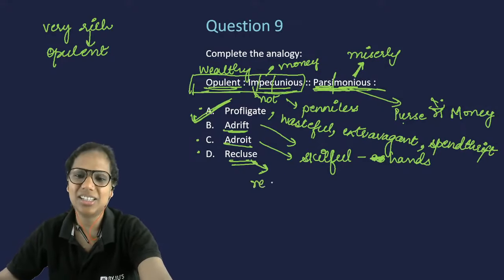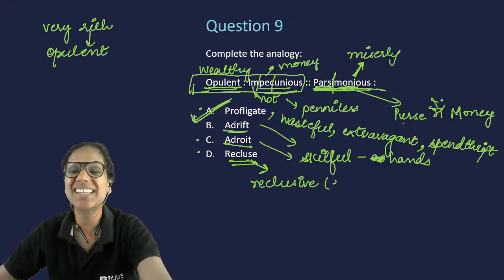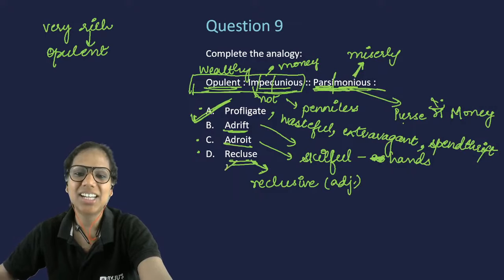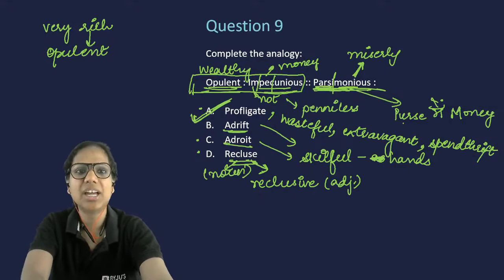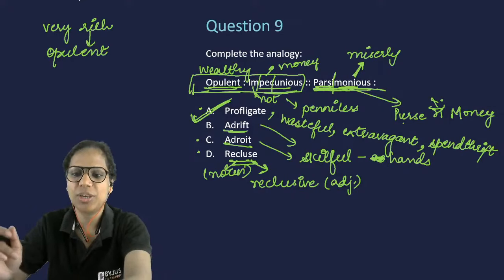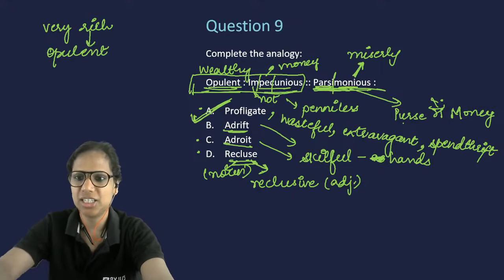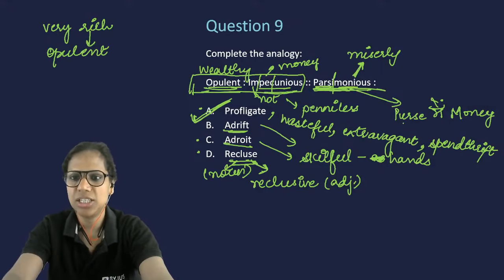Reclusive is the antonym and recluse is a noun. Reclusive is an adjective, I'm so sorry, and recluse is a noun. Okay, so he is a recluse versus he is reclusive. This is how we are going to write a sentence. Okay, perfect. Correct. Yogiraj, Sri, Sonali, Mayank, correct answers.